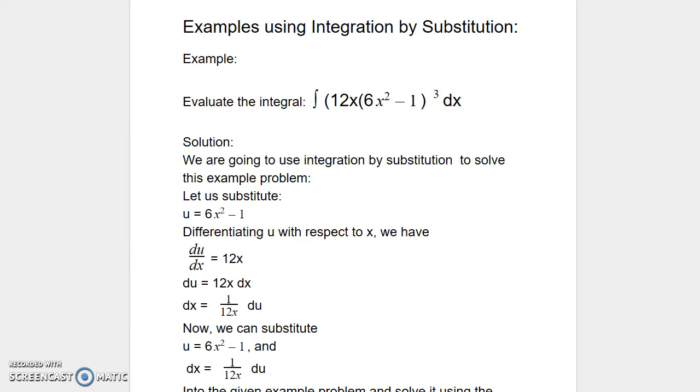In this presentation, we will be solving problems using the integration by substitution method. So let us look at an example.